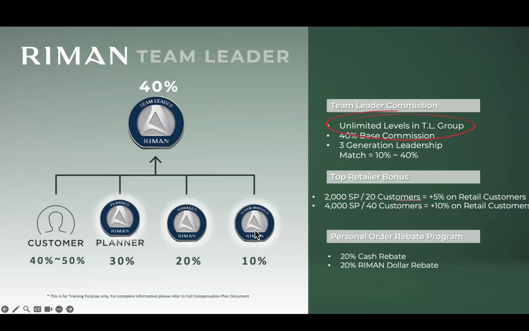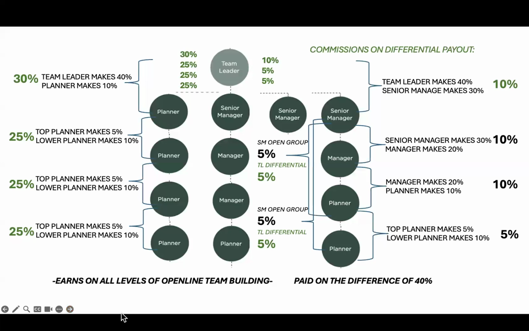Now the senior manager takes 30%. I take 40%. So the difference I make off of his team is 10%. But remember, I talked about unlimited levels in team leader groups. What I mean by that is technically managers and planners only get paid on their level 1. Senior managers get paid on their level 1 plus the 5% open group, right? So anything and everything that is left over on those payouts, everything on the entire depth of the business, is going to be paid all to the team leader. That's why the money is so lucrative.